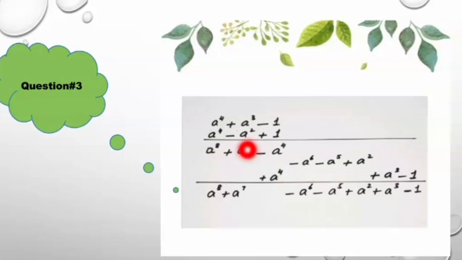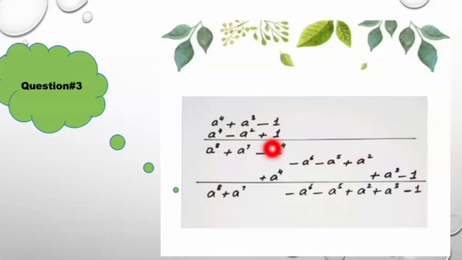Now multiply minus a square with each term of the first polynomial. Minus a square multiplied by a raised to power 4 will be equal to minus a raised to power 6. Minus a square multiplied by a cube will be equal to minus a raised to power 5. Minus a square multiplied by minus 1 is plus a square. Here minus will be plus.